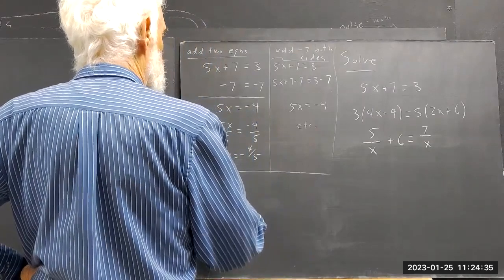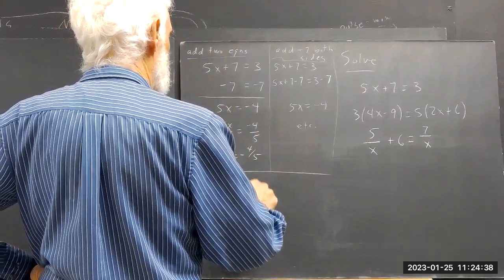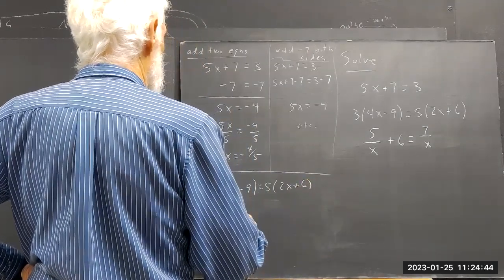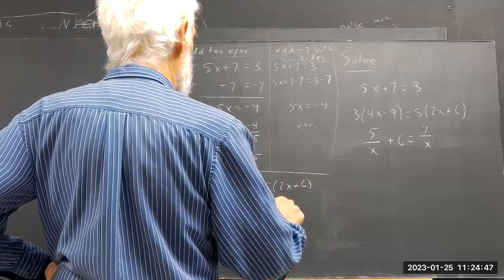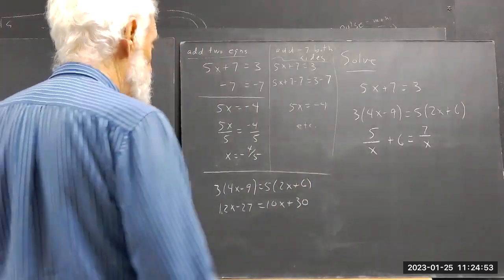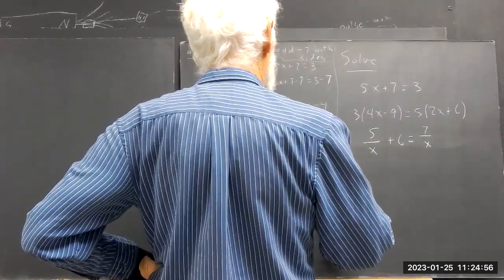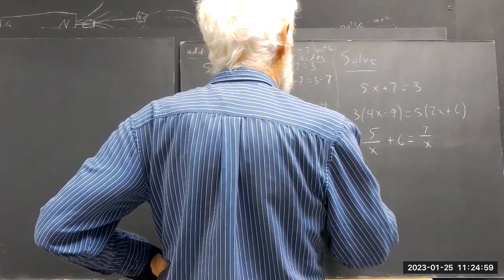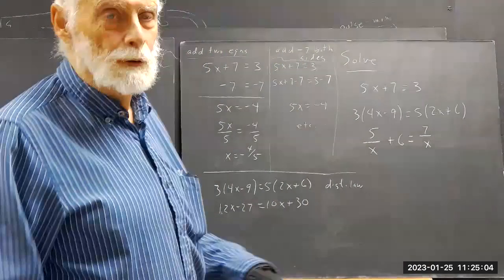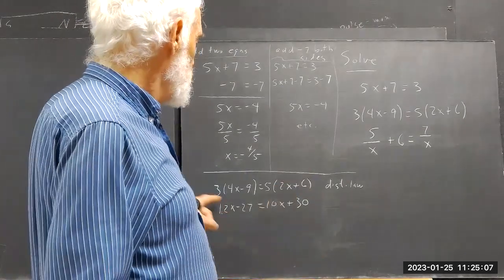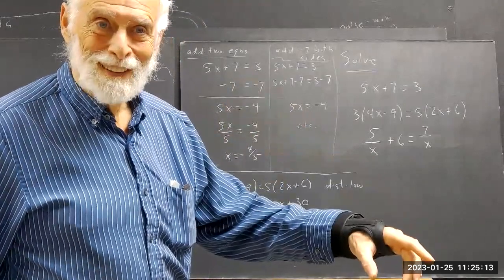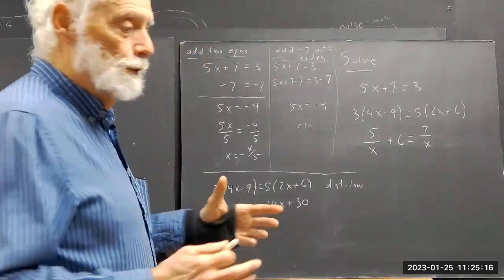Okay. So we got 3 times 4x minus 9 is 5 times 2x plus 6. That gives us 12x minus 27 equals 10x plus 30 by the distributive law. Specifically, the distributive law of multiplication over addition. But who wants to write all that out? As long as we understand that the distributive law distributes multiplication over addition, it doesn't distribute exponentiation over addition. Just multiplication over addition.